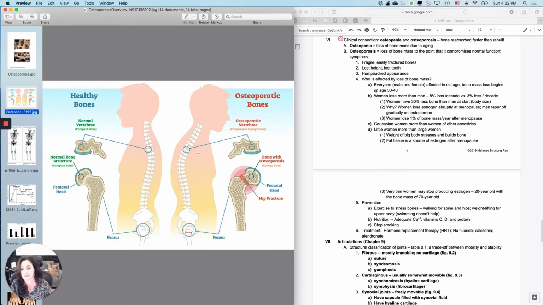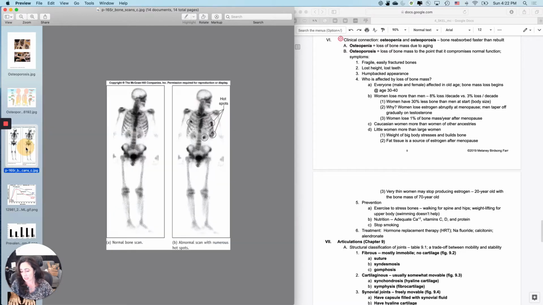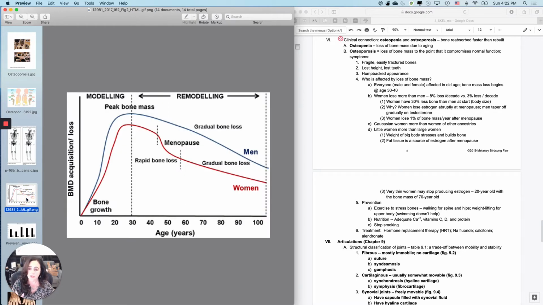So who gets osteoporosis? Well, any of us can. I don't know if you've had a bone scan. Most of us probably haven't had a bone scan. But they can detect hot spots where you may be losing your bone mass. But not everyone loses bone mass in the same way or at the same proportion. So let's look at it. Okay, so this is showing you a comparison just between bone mass acquisition and loss, primarily between men and women at different ages. So, of course, not surprisingly, most of your bone growth is, of course, you're accumulating bone mass.